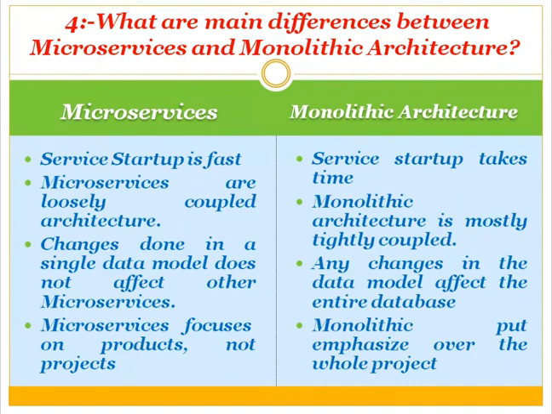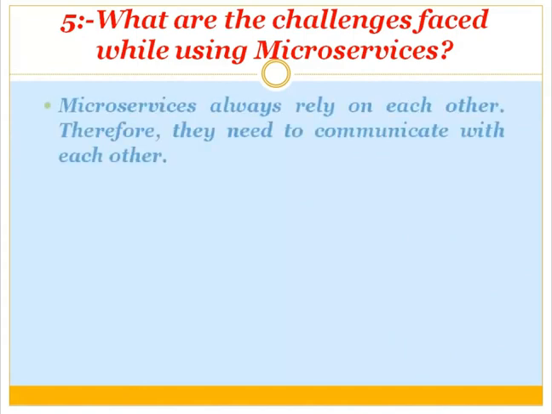So the major differences are categorized here. In microservices the startup is fast, in monolithic architecture the startup is very slow. Microservices are loosely coupled between the services, but monolithic architecture is mostly tightly coupled. In microservices, changes done in a single data model do not affect the other microservices, but in monolithic architecture, any change in the data model affects the entire application. Microservices focus on products, not projects, but monolithic puts emphasis on the whole project. So these are the main differences.